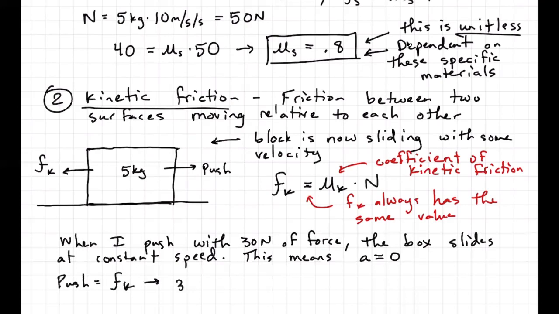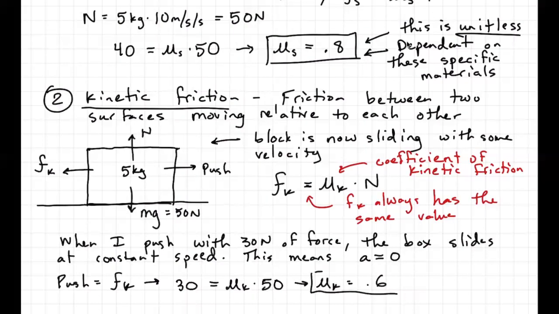So that means 30 newtons is equal to mu k, which we don't know, times the normal force. This is the same box with gravity equal to 50 newtons and the normal force here. So the normal force is 50 newtons too. That means that mu k equals 0.6. And again, that's a unitless number because it's a ratio of forces here, how hard I'm pushing to the normal force.